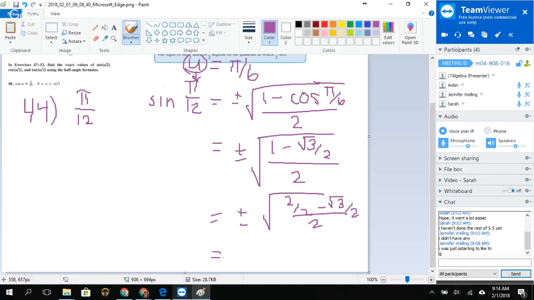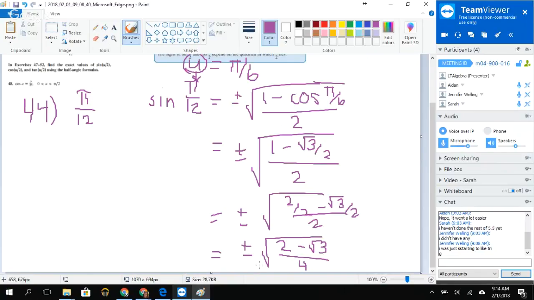Okay, so then I keep going here, and basically I have the square root of 2 minus the square root of 3 over 4. Sorry for the messy writing. If I really want to simplify it, I can take the square root of the top and the bottom separately, and this is plus or minus the square root of 2 minus the square root of 3 over 2. So this would be the exact value of sine of pi over 12.